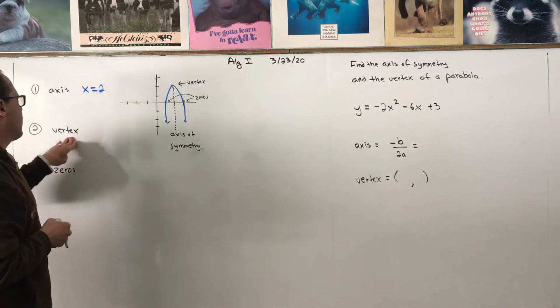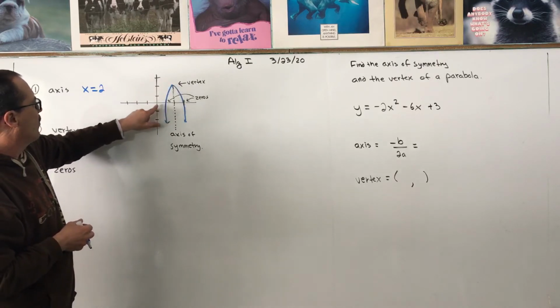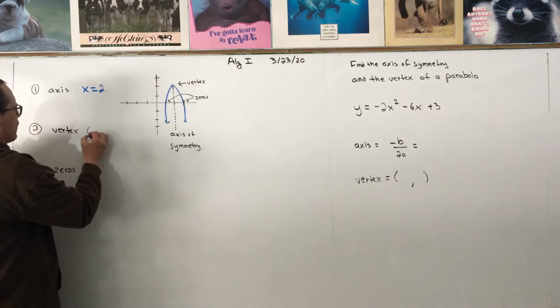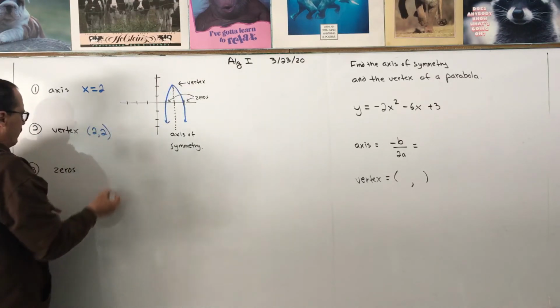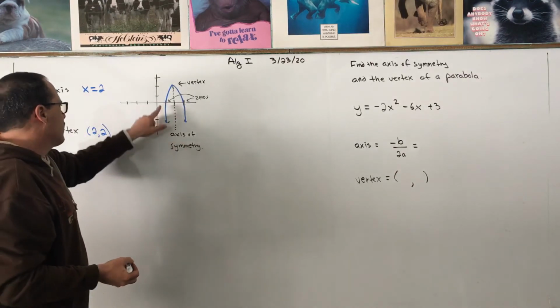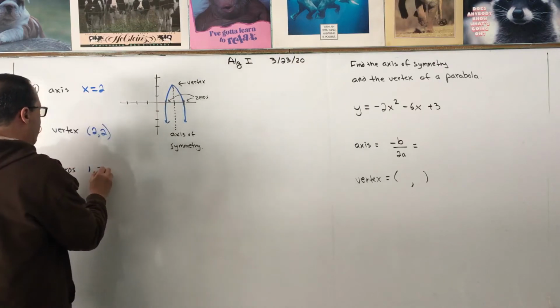All right, the vertex is where the curve in the parabola occurs right here. And so again, you would look at your graph. It goes over 2, up 2 is where the vertex is. The zeros are where the parabola crosses the x-axis. In this case, it crosses at 1 and at 3.